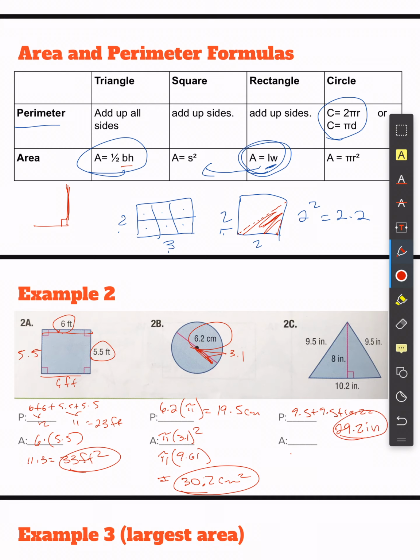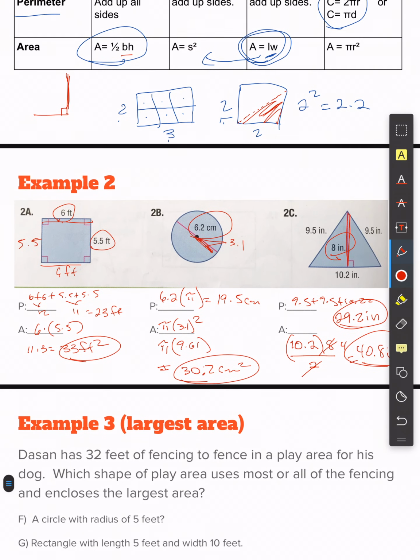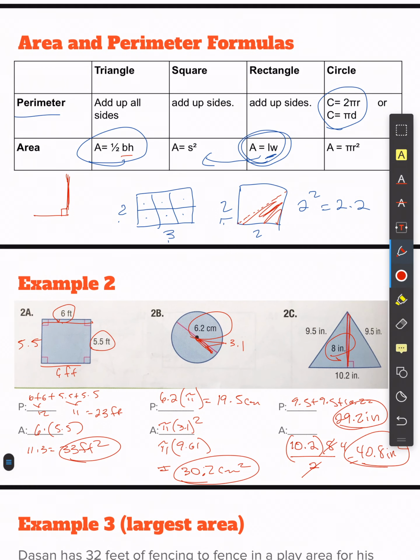And then for the area, it'll be base times height. So the base of the triangle is going to be 10.2 times the height. The height is the 90-degree height. That is very important. So I have 10.2 times 8 divided by 2, because it's 1/2 the base times the height. I could do a little bit of simplifying here. 10.2 times 4 gives me 40.8 inches squared. All right, so that's example 2, where you're just plugging things into your formulas for area and perimeter.